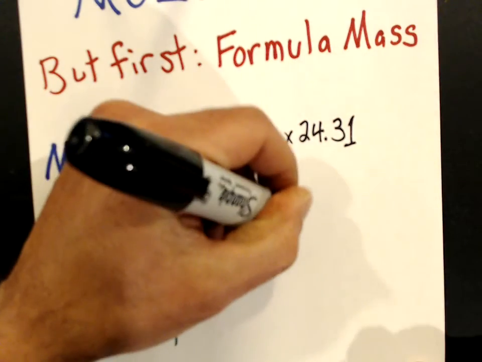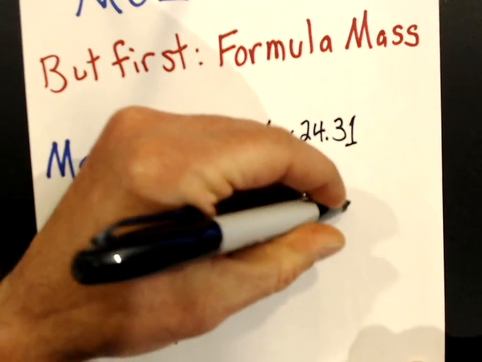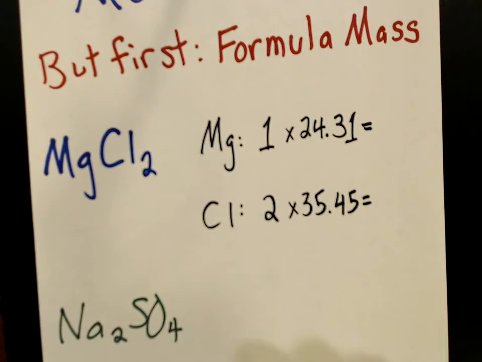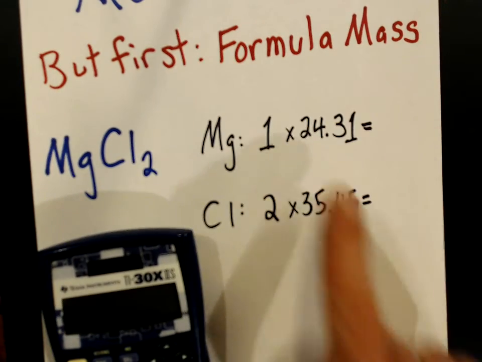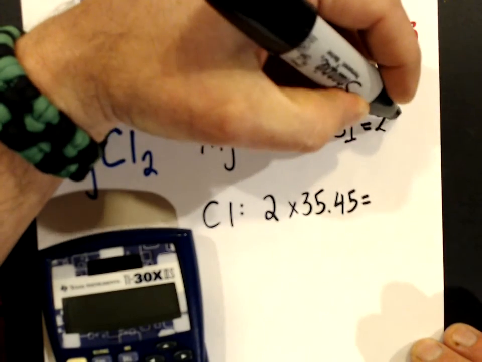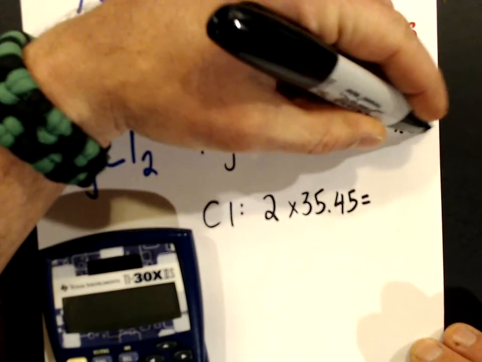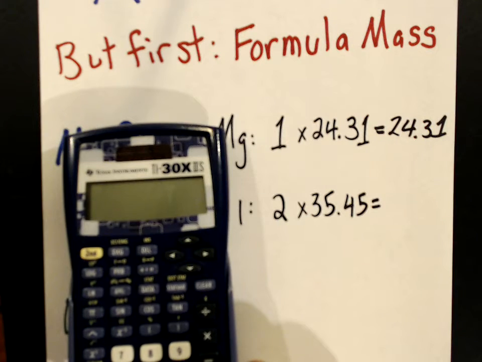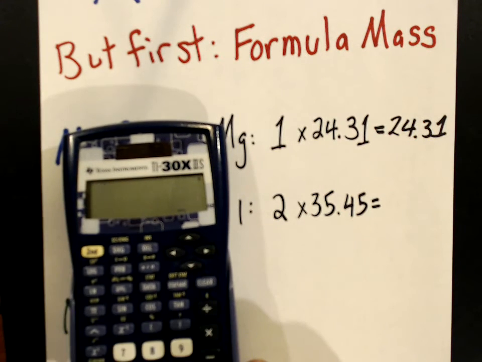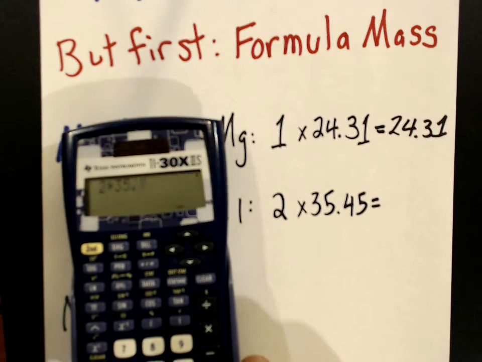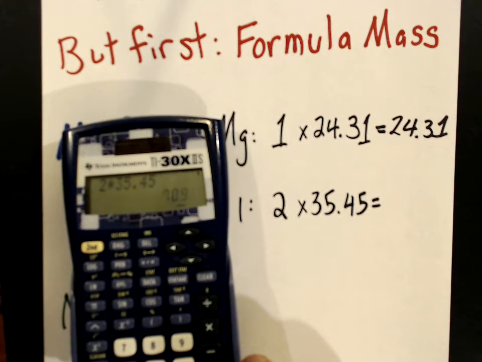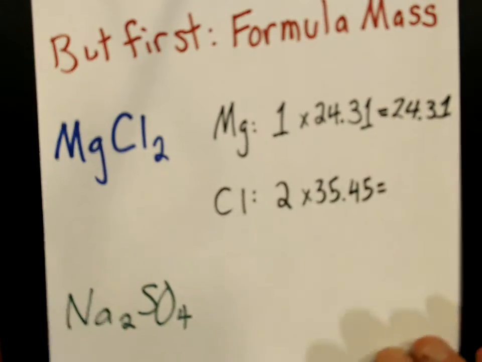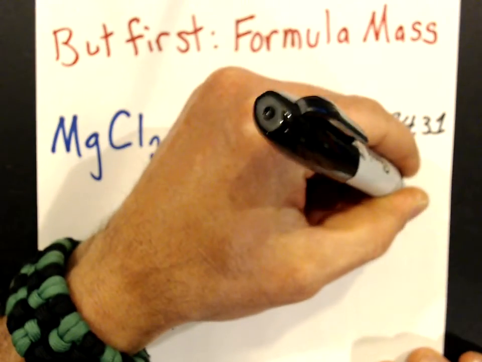So we're going to do 2 times 35.45. And we're going to multiply these 2 little expressions out and see what they are. Okay, so 1 times 24.31, that's easy. That's 24.31. I'm not going to bother with the calculator. And then chlorine, let's see. 2 times 35.45. That's going to give us 70.9. I'm going to make it 70.90, to keep in line with sig figs. That's kind of nice.